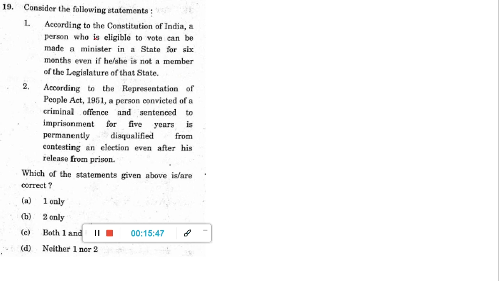Now question number 19. According to the Constitution of India, a person who is eligible to vote can be made a minister in a state for 6 months, even if he or she is not a member of the legislature of the state. So, a very lengthy statement.